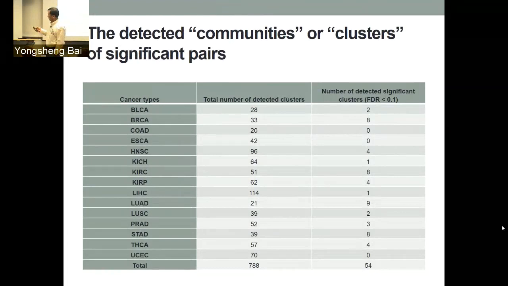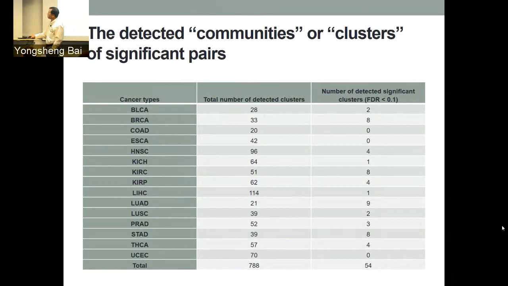So this is how many communities were detected for all the available cancers we can study, and also the significant clusters based on the FDR value cutoff. As we can see, this is not consistent across cancers, because the number of detected clusters is not always associated with the number of significant clusters.